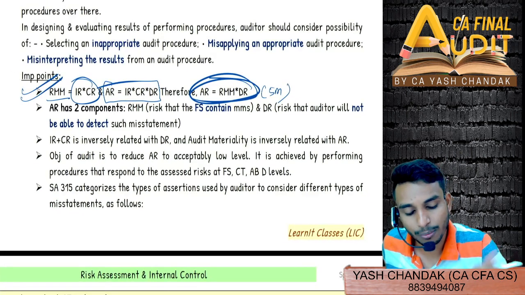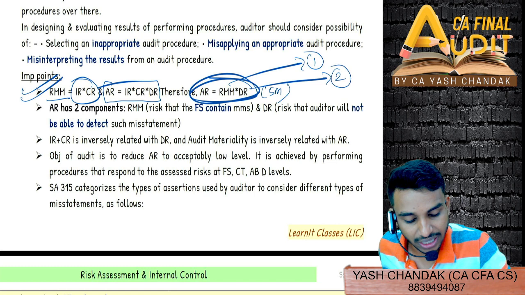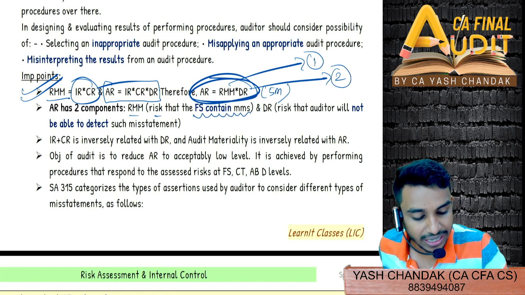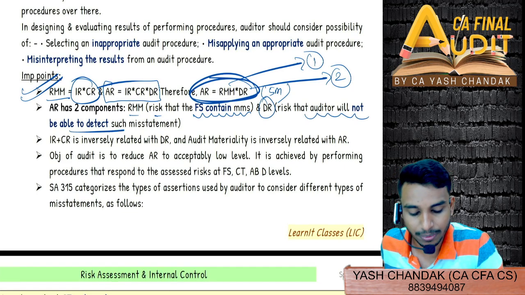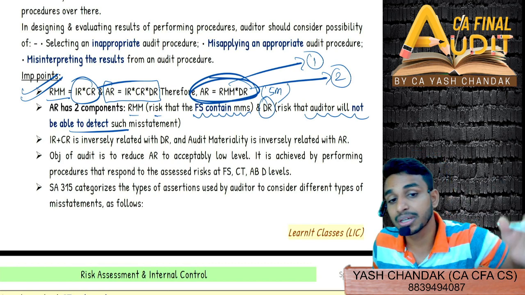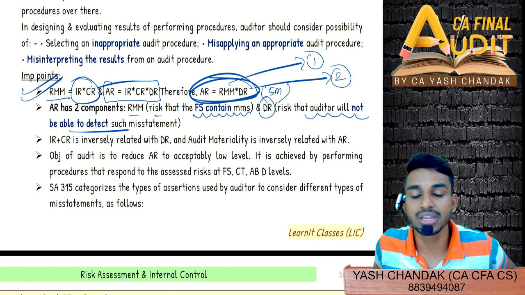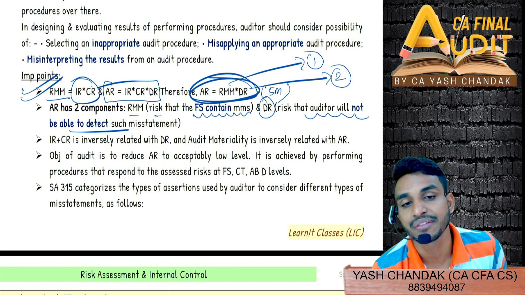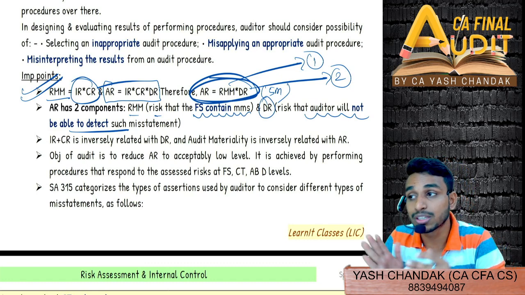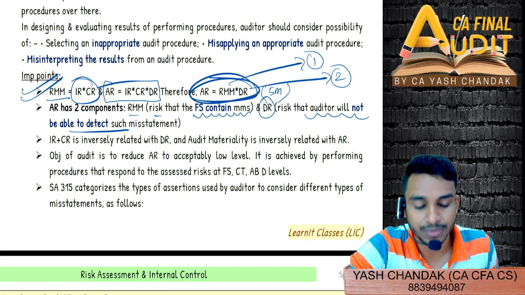Audit risk has two components. The first component is ROMM, and the detection risk is the second component. ROMM is the risk that the financial statements contain material misstatement, and detection risk is the risk that the auditor will not be able to detect such a misstatement. So the risk that there will be a misstatement in the financial statements is the risk of material misstatement, ROMM. However, the risk that we as an auditor will not be able to detect those misstatements is detection risk.